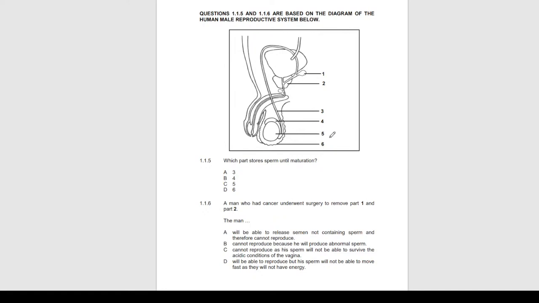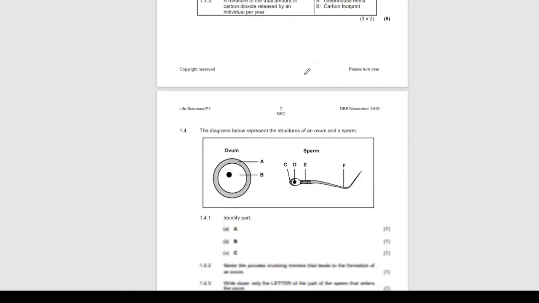Testes produce testosterone and also sperms. The epididymis stores sperms temporarily. The vas deferens transports sperms from the epididymis to the ejaculatory duct or urethra. Then the seminal vesicle produces the alkaline fluid which neutralizes the acidity of the vagina. The Cowper's gland produces the lubricant. And the seminal vesicles produce nutrients. I think I'm clear there.